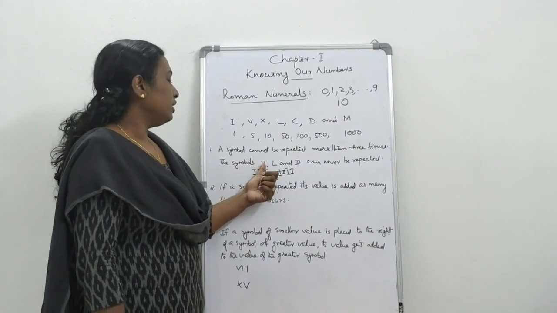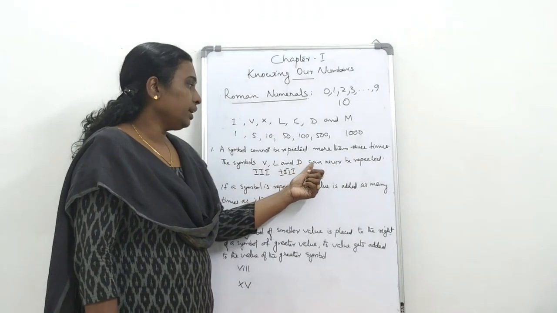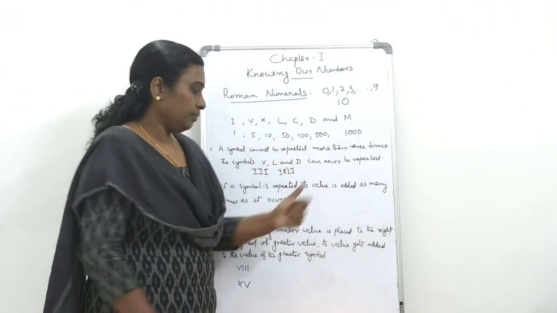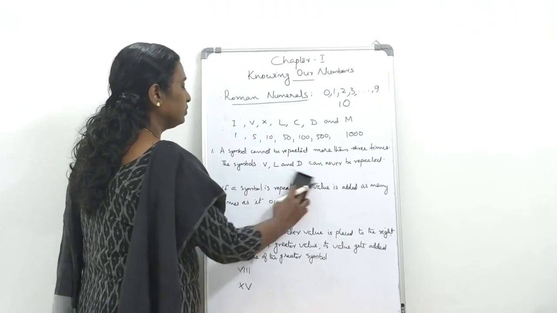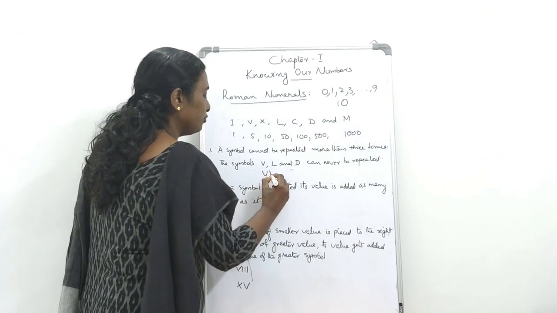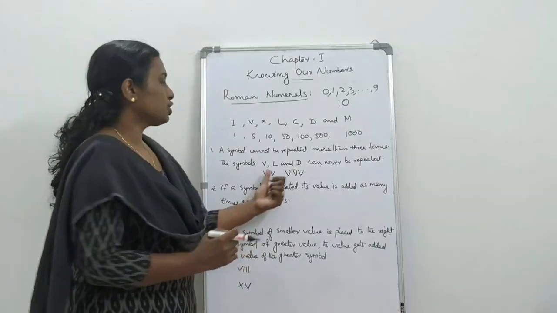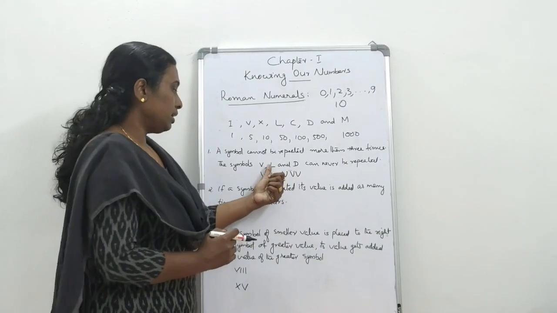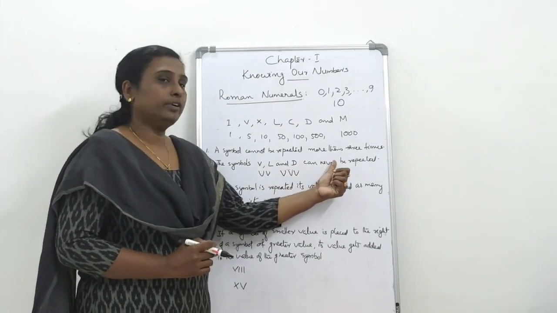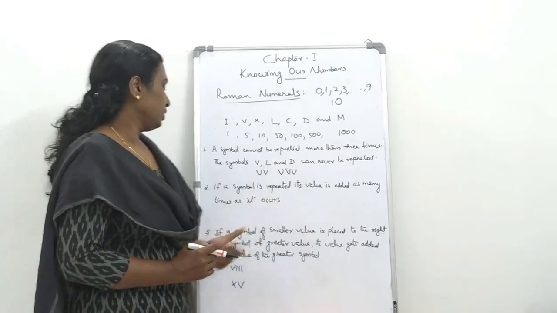The symbols V, L and D can never be repeated. That is, 5, 5 or 5, 5, 5 is not possible. Similarly, L and D can never be repeated.